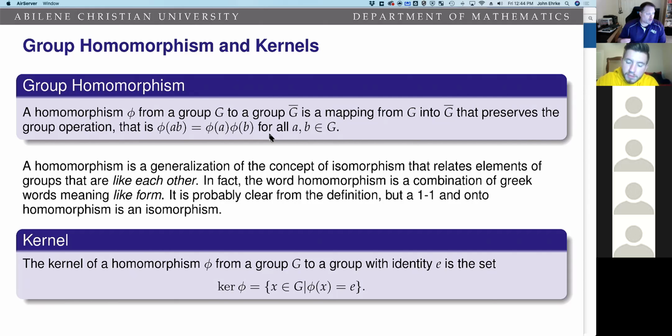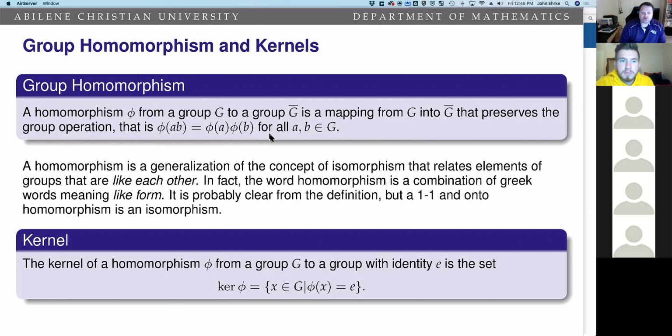The word homomorphism comes from a combination of a Greek word, homo, meaning like or similar form, and morphism is talking about the form of things. So like form or similar form. You're going to see why that's an apt description of what we're talking about today. Isomorphisms, which we talked about earlier in the course, are one-to-one and onto homomorphisms.